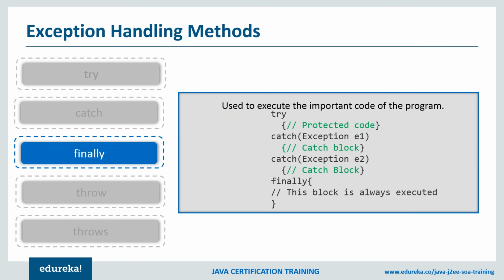Next, we'll see finally. Finally is a block that is used to execute important code such as closing connection, stream, etc. No matter whether exception is handled or not, finally block will always be executed. So in the previous example, you saw that after declaring a try block, you must use catch block to maintain the normal flow. But on using finally block, the catch block is not required.